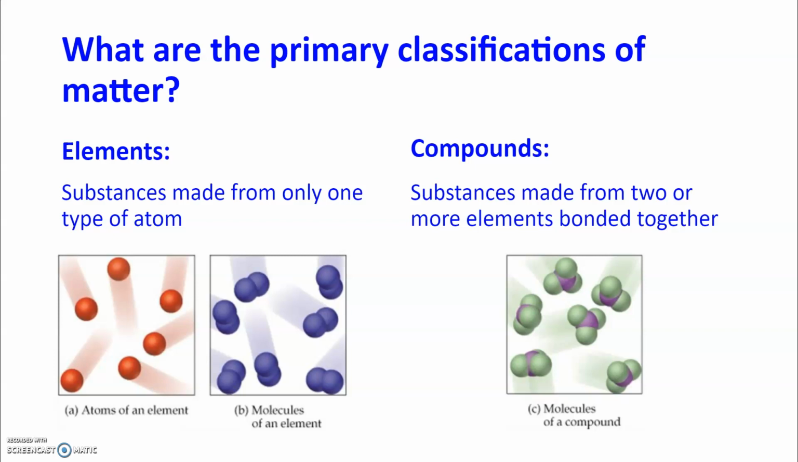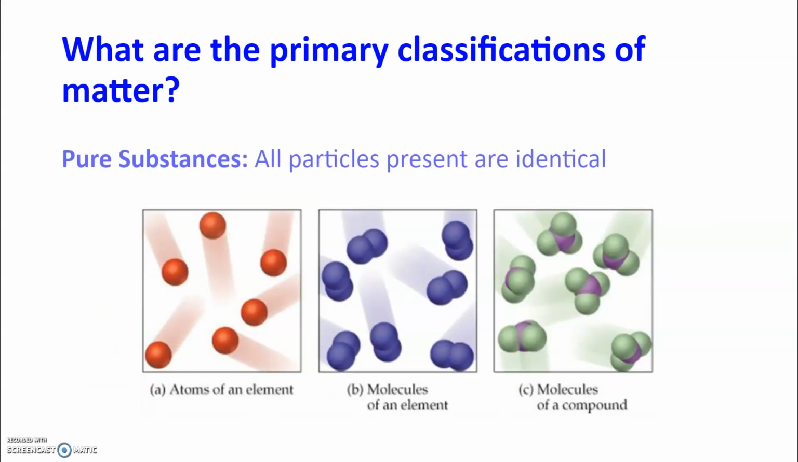Compounds are substances made from two or more elements bonded together. So you can see in the image there's some type of purple element, and then there are three green elements bonded to it. Pure substances are substances where all particles present are identical. So you could have a pure element with one or two atoms, or you could have a pure compound and it would be all molecules of the same compound.